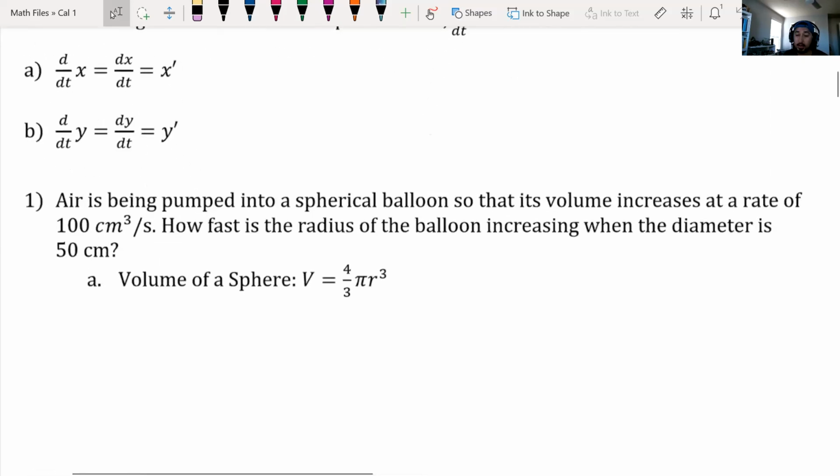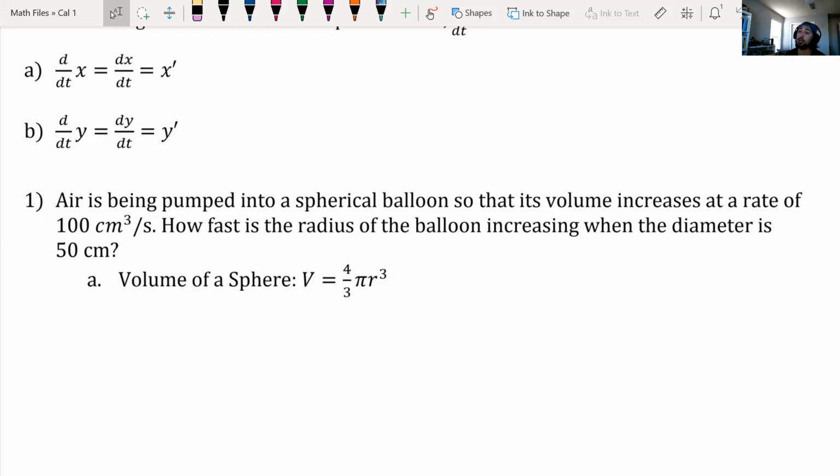Number 1. Air is being pumped into a spherical balloon so that its volume increases at a rate of 100 cubic centimeters per second. How fast is the radius of the balloon increasing when the diameter is 50 centimeters? So for this one, we have to look up the formula for the volume of a sphere. I typed it there just for us, nice and neat. But when you are working these problems, you're most likely not going to be given the formula. So you have to go and search for these formulas. Okay, so here is the formula for the volume of a sphere. V equals 4/3 pi r cubed.